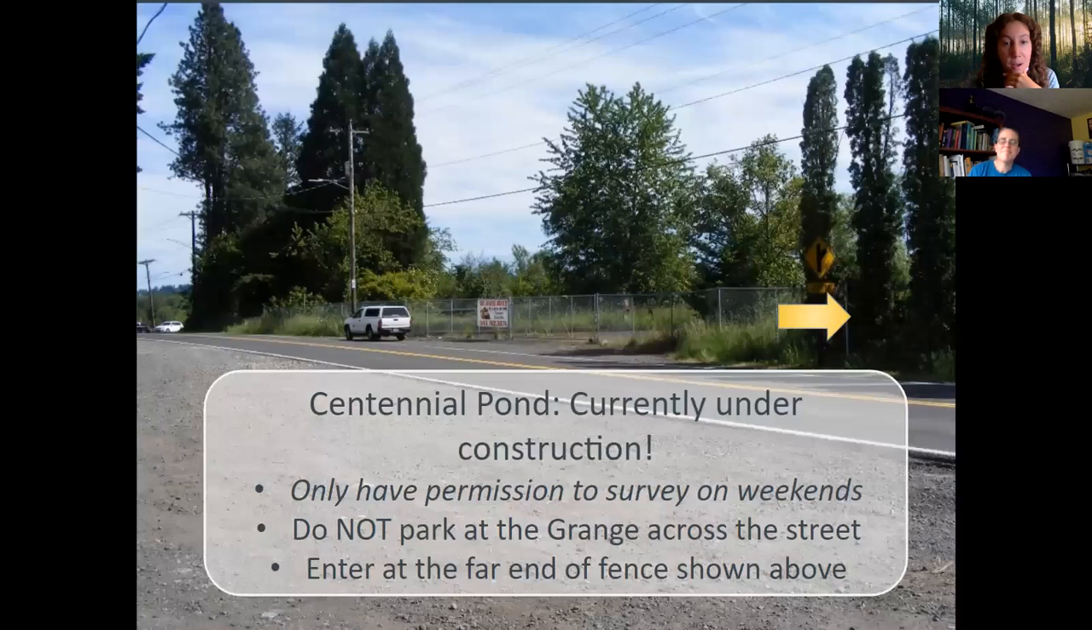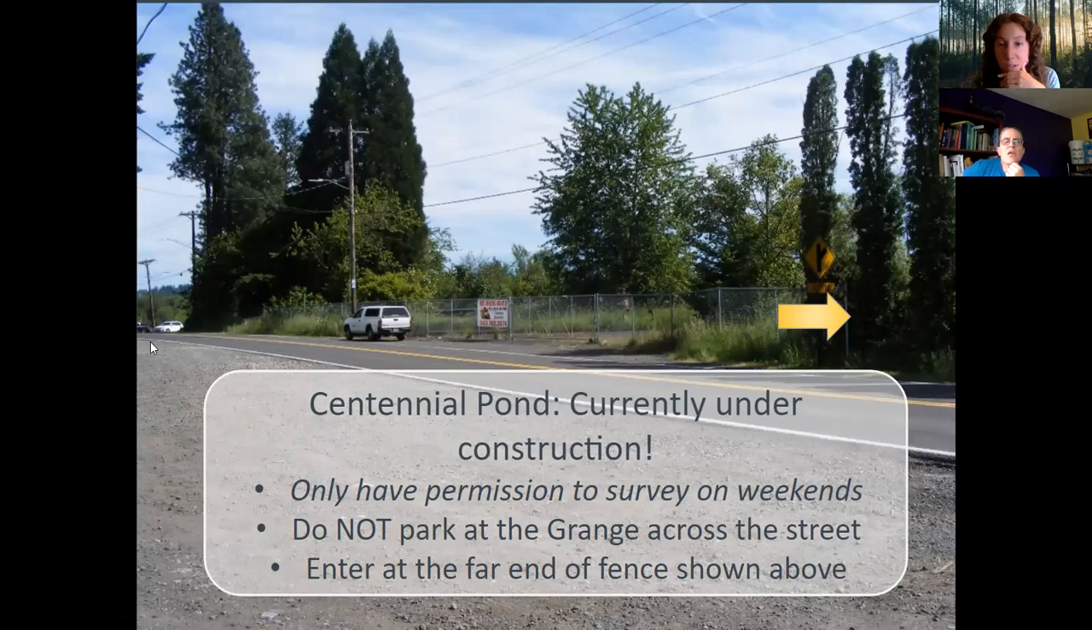Centennial Pond, I just wanted to give a small note. This is a private site that we're working with a school district to do restoration on. And so it's only weekends we can go there. We're going to be parking behind that white truck over here. And then there's actually an opening in the gate right where this arrow is. Normally, we don't want people parking next to the Grange area because that's their area. We don't want to park in businesses that we're not going to.